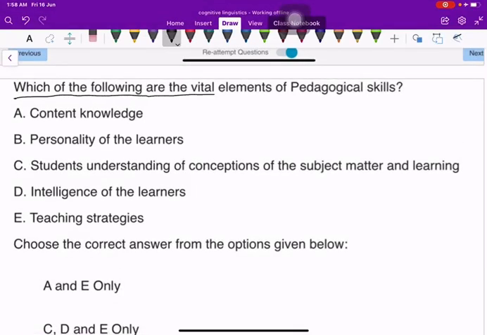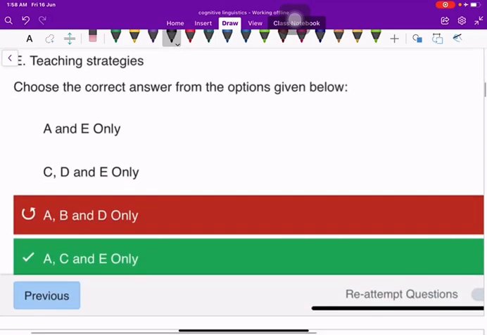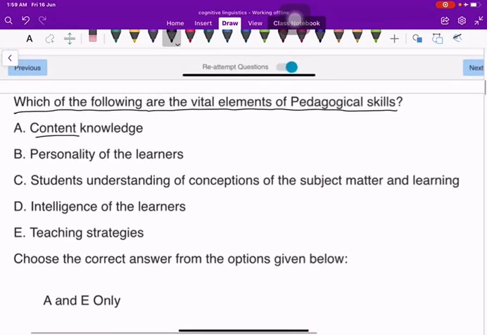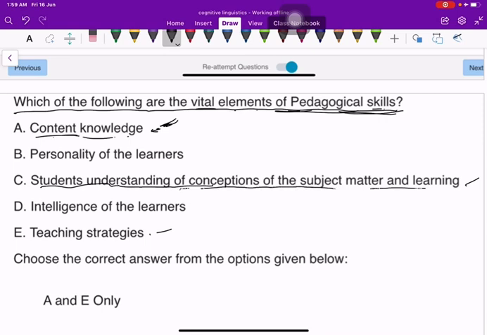Which of the following are the vital elements of pedagogical skills? Well, the answer is A, C, and E. The vital elements of pedagogical skills are content knowledge, students' understanding of conception of the subject matter and learning, and teaching strategies. Intelligence of learners and personality of the learners are not the vital elements of pedagogical skills.